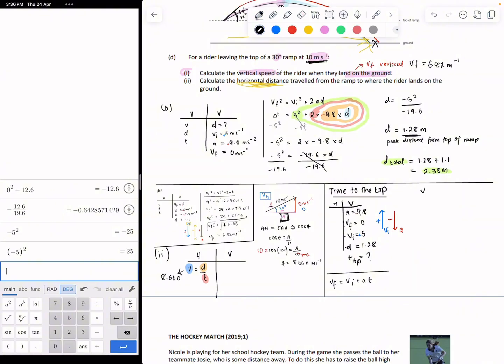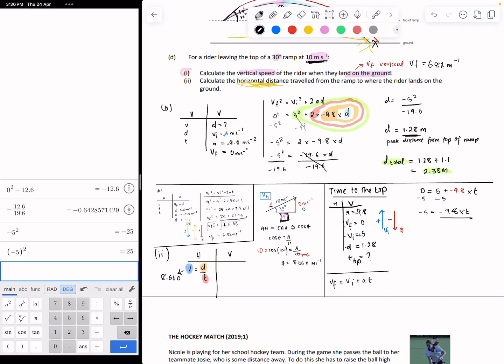VF is 0, VI is 5 plus negative 9.8 times t. Okay, so t is what we're trying to figure out. So we want t by itself. What I'm going to do is get rid of the 5 by minusing 5 on both sides. So I get negative 5, 0 minus negative 5 is negative 5. So negative 5 equals negative 9.8 times t.